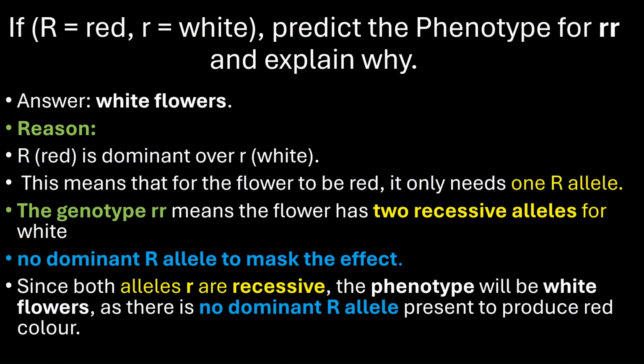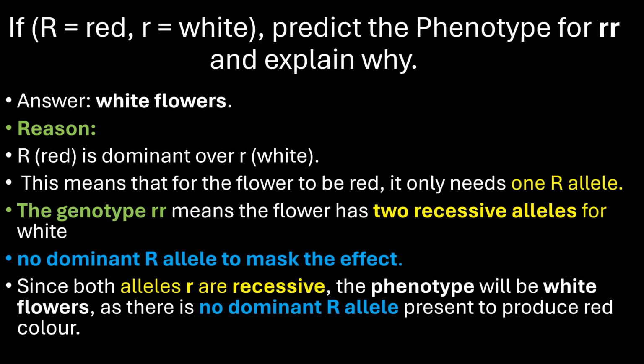So let's look at this one also finally. If capital R is for red and small letter r is for white, predict the phenotype for rr, two small letter r, and explain why. So the answer is white flowers. Reason: capital R is dominant over small letter r, which is white. That gives you a mark. That is 2 marks there.